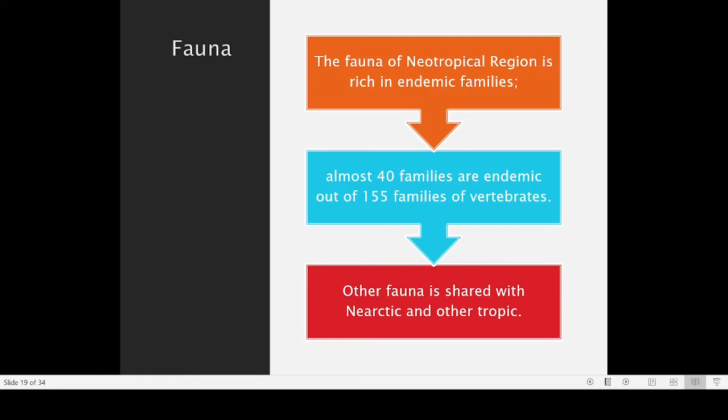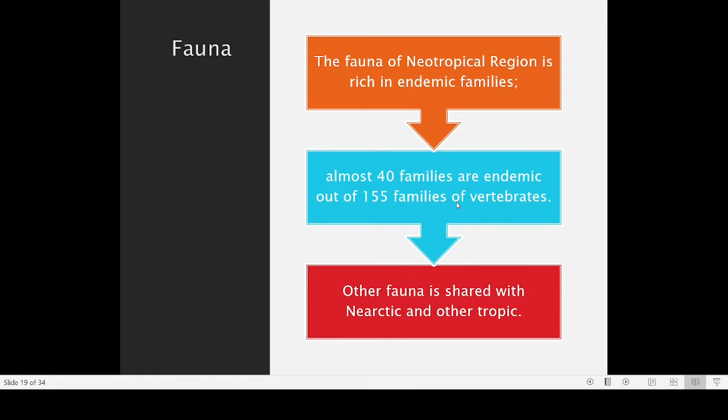When we say the Neotropical realm has so many endemic species, it means there are so many different types of plants and animals which are only present there. If these plants and animals are destroyed there, they will get extinct from the world. So that is the importance of endemic animals. Endemic animals increase the diversity or biodiversity value of any region.